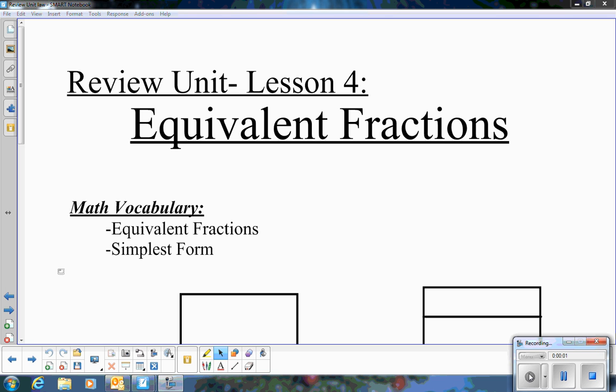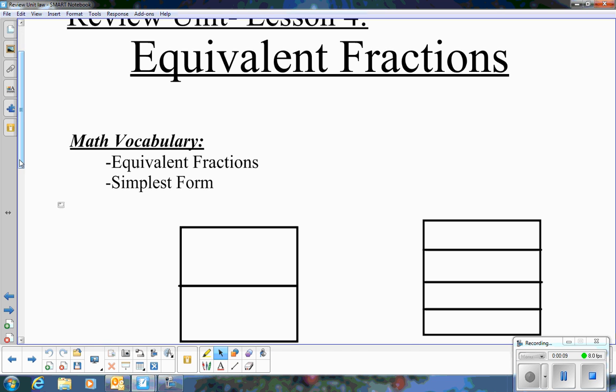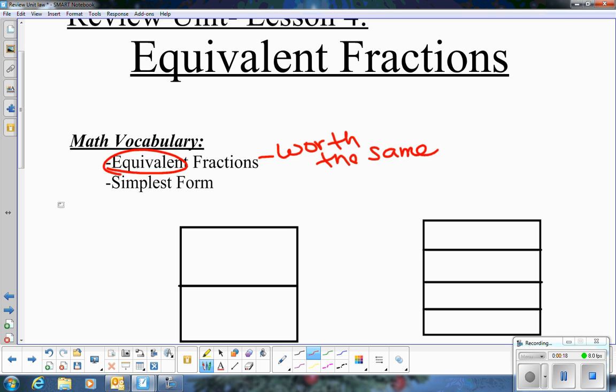Fractions. Not anything new. We're just going to do a quick review. Remember that equivalent means equal or the same. They are fractions that are worth the same. Basically, think of it as cutting a pizza in different ways.